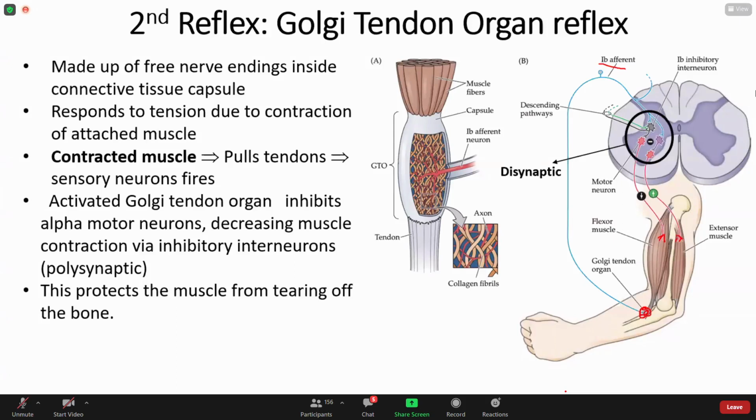Good. This is why this type of reflex is called disynaptic, because unlike in the stretch reflex, where there is a direct synapse from the sensory neuron with the alpha motor neuron, in this case interneurons are involved in mediating the action. Okay, so it is a disynaptic reflex.